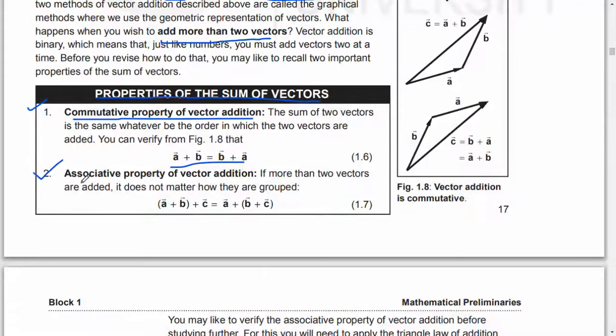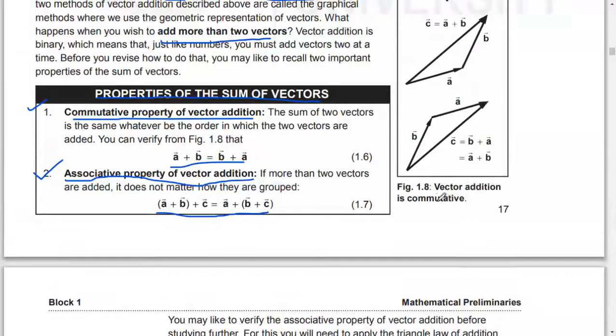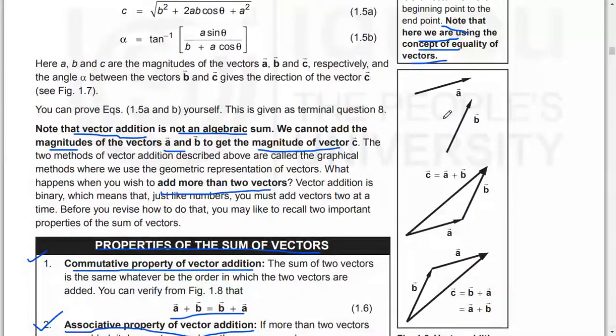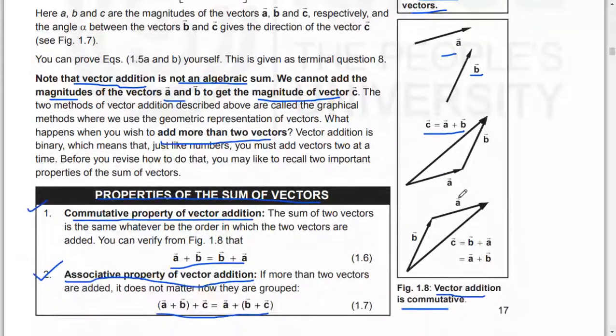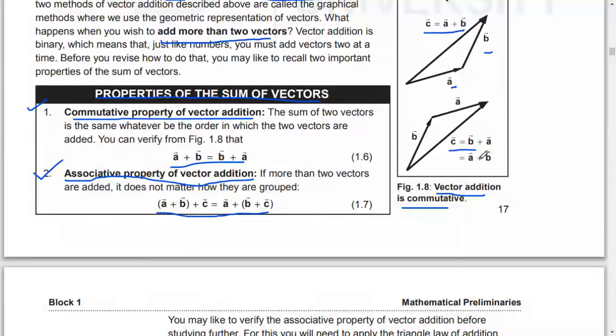2. Associative property of vector addition. If more than two vectors are added, it does not matter how they are grouped. (A plus B) plus C equals A plus (B plus C). Vector addition is commutative: A vector plus B vector plus C vector equals B plus A plus C vector equals A plus B plus B, A.